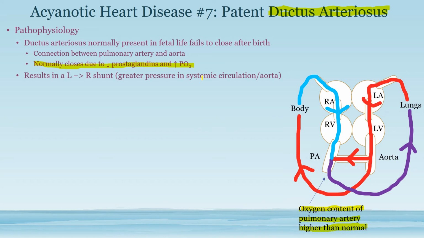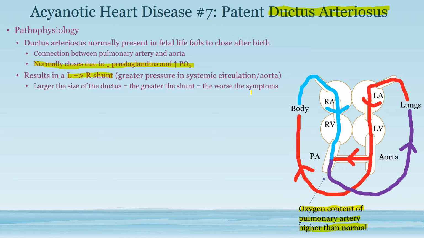So if you don't have a closure of the ductus arteriosus, you get a left to right shunt from the aorta to the pulmonary artery, and you get greater pressure in the pulmonic circulation and the pulmonary artery as a result. So this is actually incorrect. You have greater pressure in the pulmonic circulation and pulmonary artery. I will fix that in the presentation.